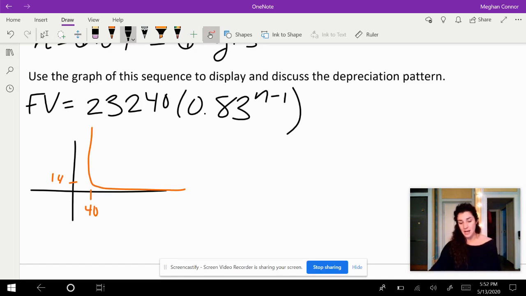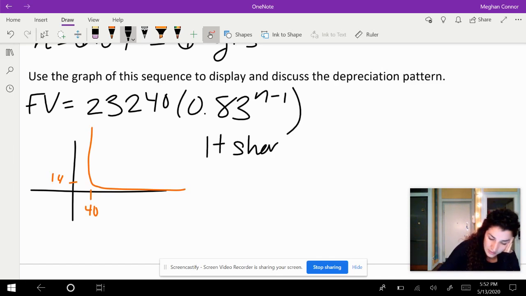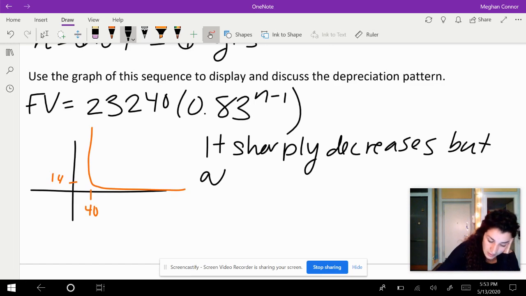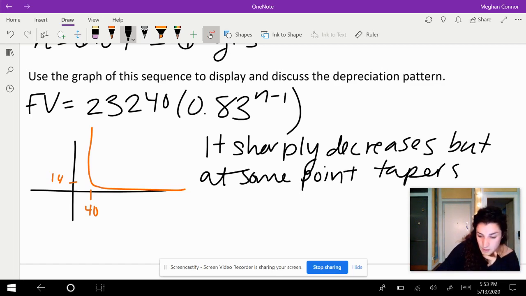I'm going to say this and not write it out because writing on this is really not easy for me. I should stop complaining. I'll just write it. Okay, so it sharply decreases. But at some point, tapers off. Remember using that phrase with exponential equations?